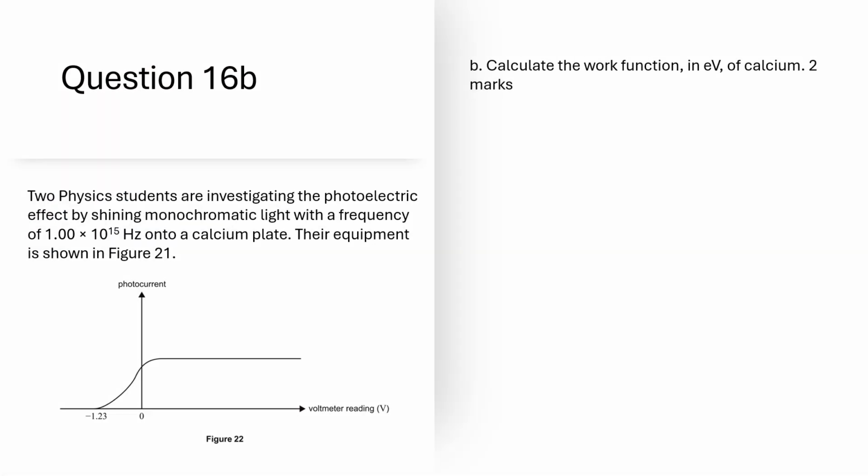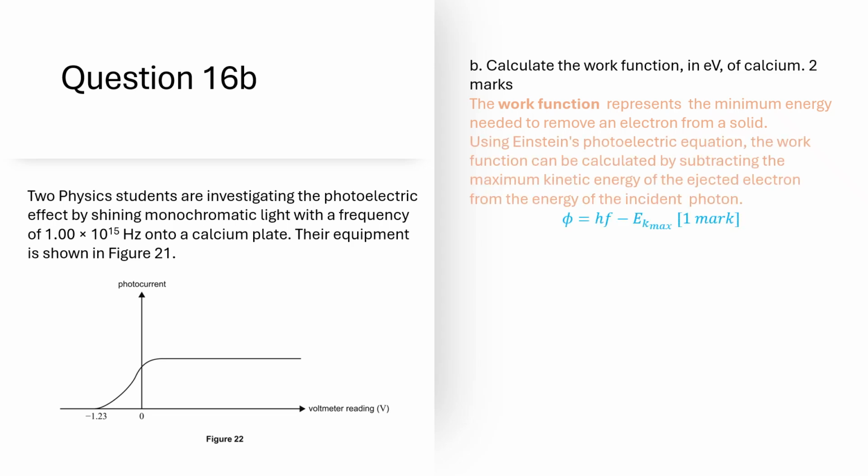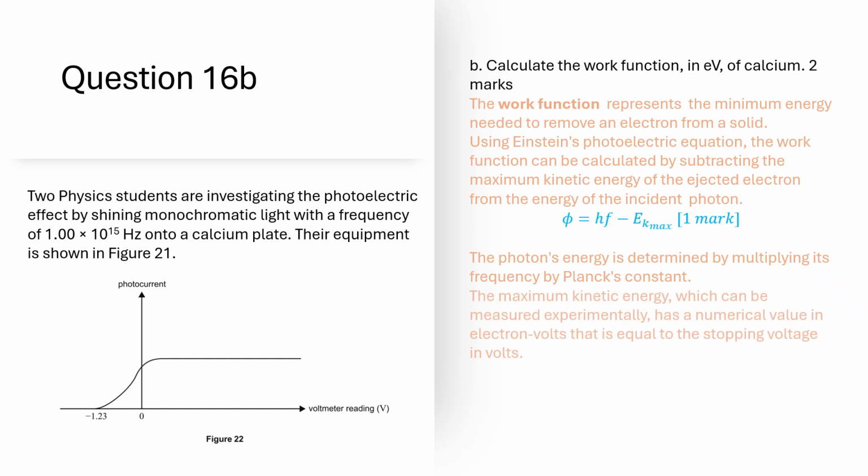The work function represents the minimum energy needed to remove an electron from a solid. Using Einstein's photoelectric equation, the work function can be calculated by subtracting the maximum kinetic energy of the ejected electron from the energy of the incident photon. The photon's energy is determined by multiplying its frequency by Planck's constant. The maximum kinetic energy, which can be measured experimentally, has a numerical value in electron volts that is equal to the stopping voltage in volts.